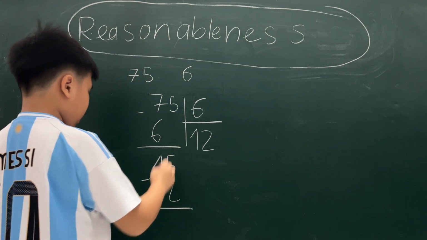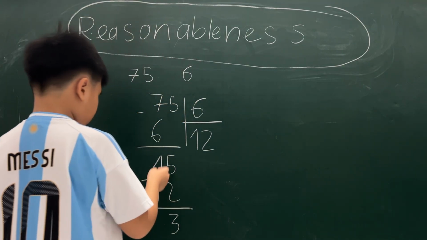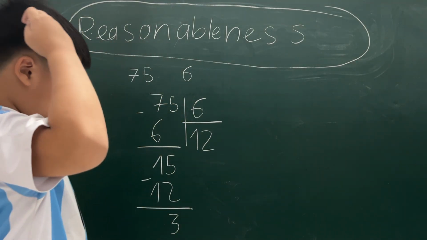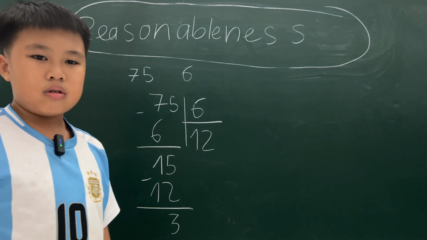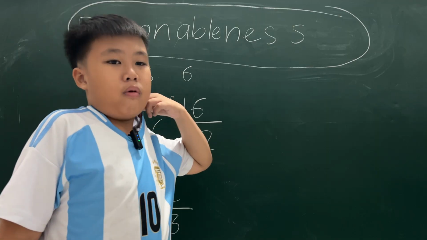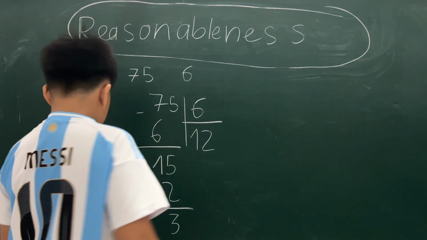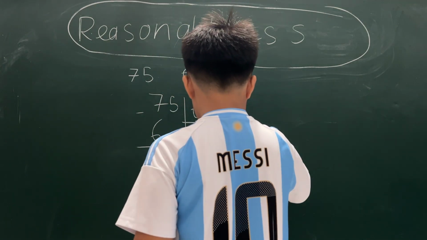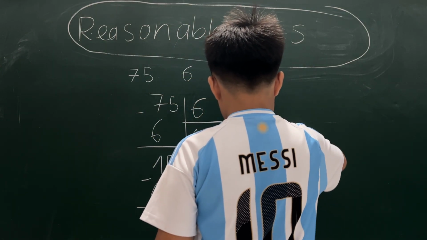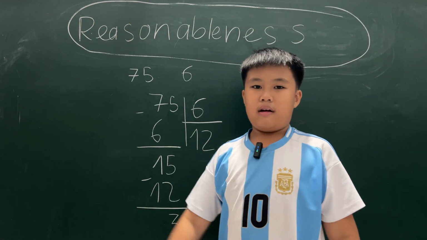15 minus 12 equals 3. 1 minus 1 equals 0. Hey, there are 3 students that are left out. That might feel sad. But there's another way to solve that problem. No way. No, there's no other way. So, for this one, there are only 12 groups. 12 groups, and 3 students are out.